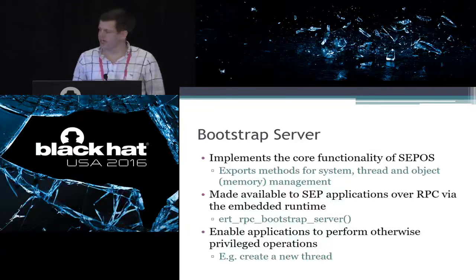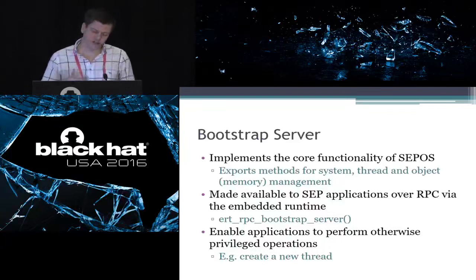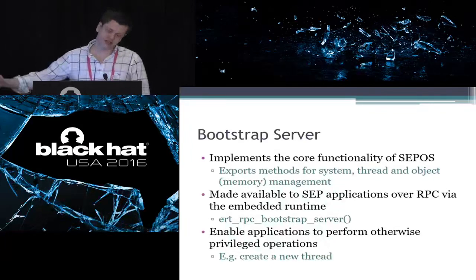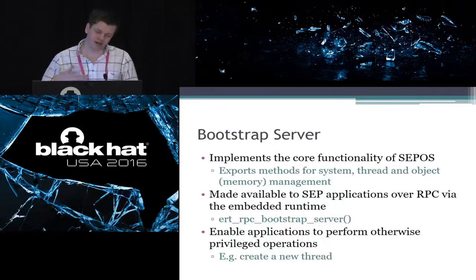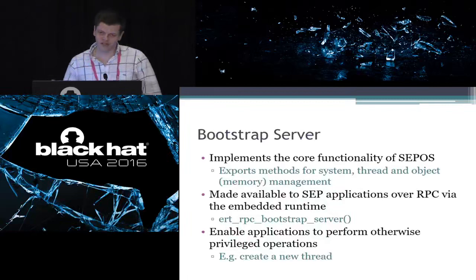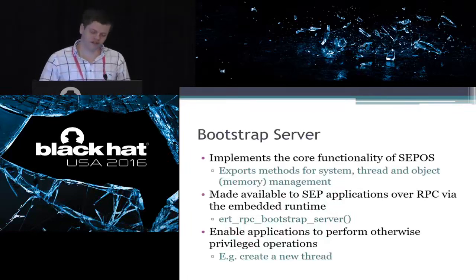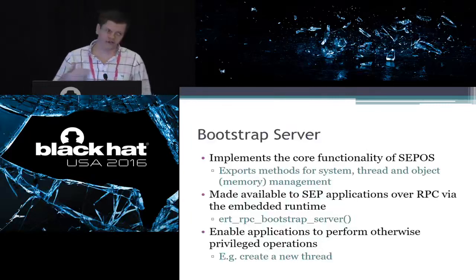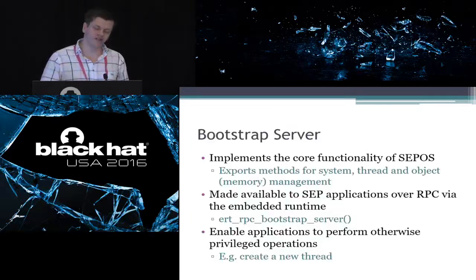In order to communicate with the Bootstrap server, you use the embedded runtime to call this ERT RPC Bootstrap server function, and that just gives you a handle back or a thread ID to the Bootstrap server. So then you're able to invoke functions. For instance, a thread create system call is privileged. So you would call the Bootstrap server in order to do that for you, and it would give you a new thread.